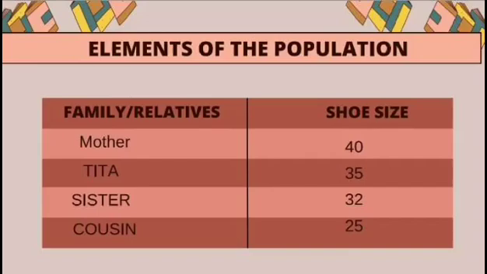My mom's shoe size is 40, my tita is 35, my sister is 32, and lastly, my cousin is 25. For the actual process, there are 6 steps for us to get the mean and variance of the sampling distribution.